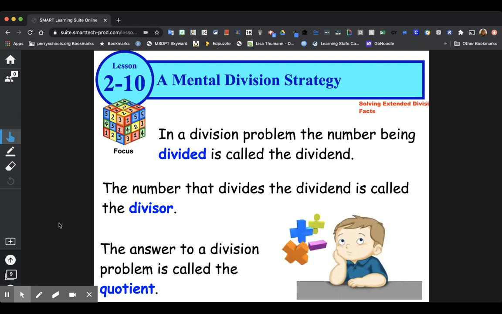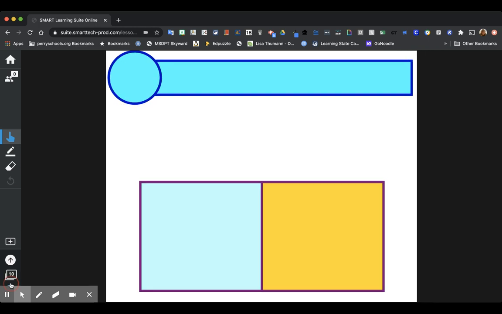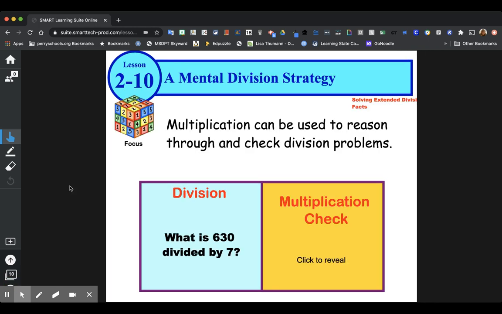So moving forward with the mental division strategy, in a division problem, the number being divided, again, is called the dividend, and the number that divides the dividend is called the divisor, and that answer is called a quotient. That's just a refresher for us. When we are thinking about multiplication, multiplication can be used to reason through and check your division. Just like when we did our multiplication practice, we used estimation and different strategies to check if we were reasonable. So when we're doing something like 630 divided by 7, we can then check our answer with multiplication.